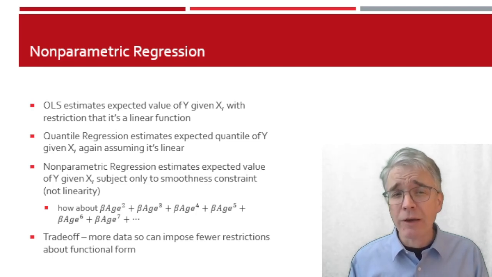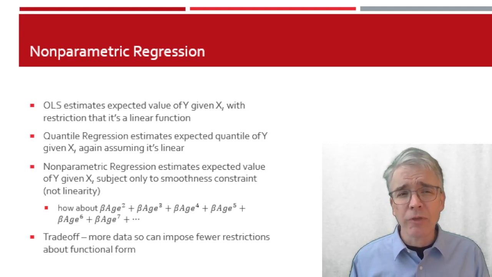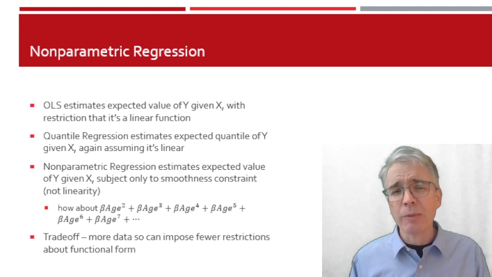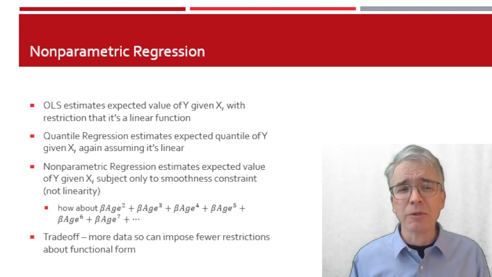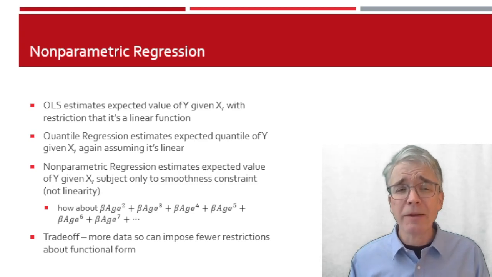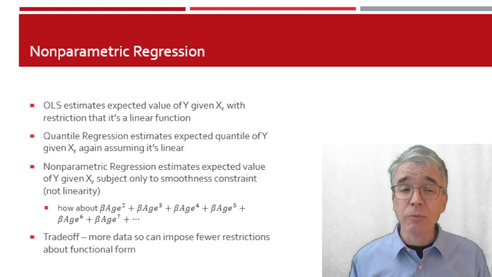In quantile regression, we estimate the expected quantile of y given x, with the assumption that it's a linear function of x. In OLS, we talked about stuffing nonlinearities into a linear model by adding different polynomial terms. But what if we wanted to estimate the expected value of y given x without the constraint of being linear, or even polynomial? We still need to assume it's smooth, but that's all.